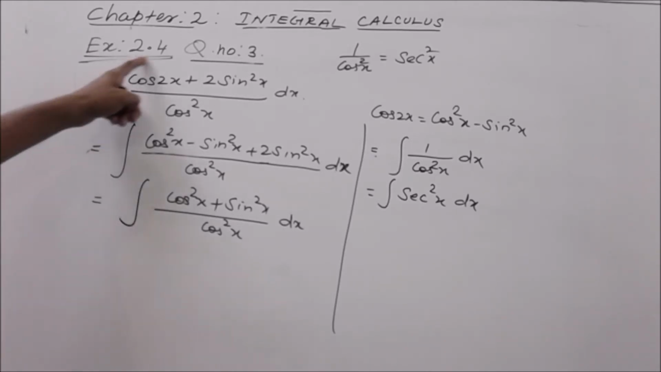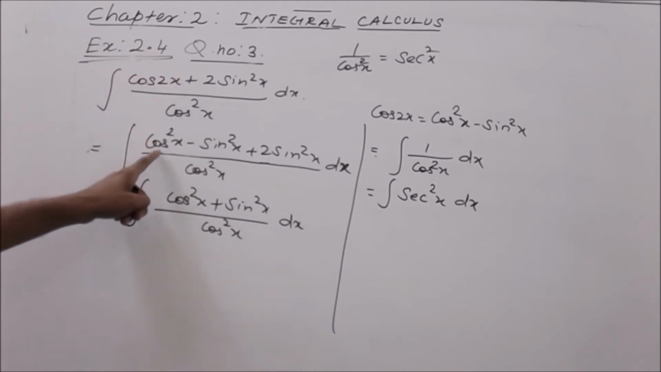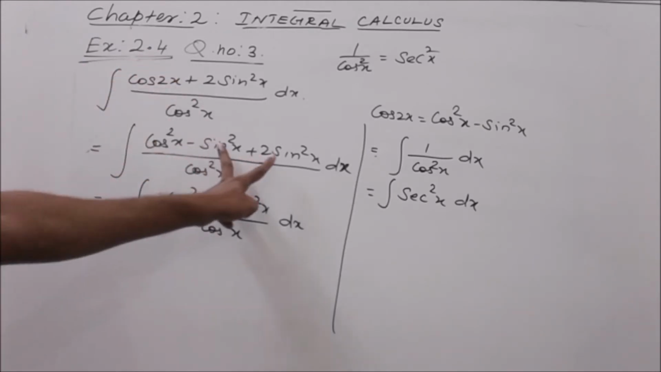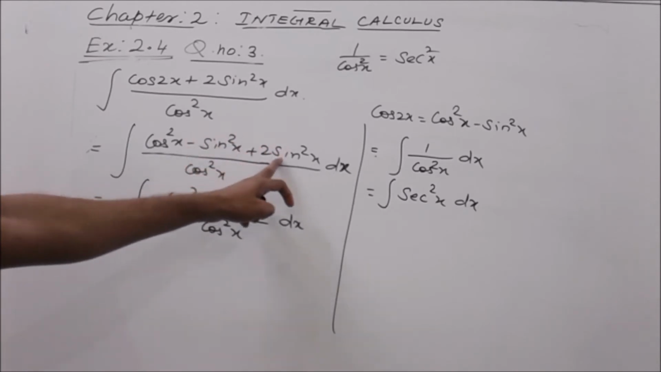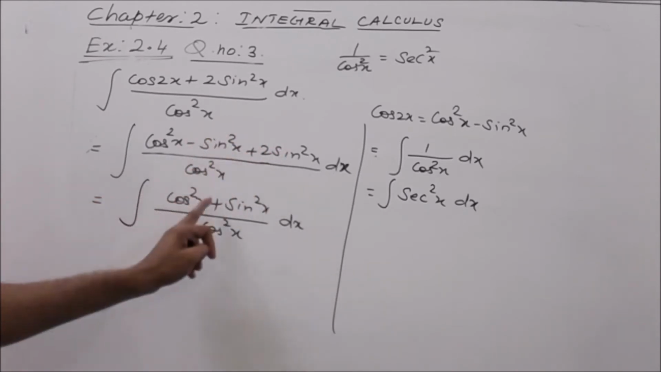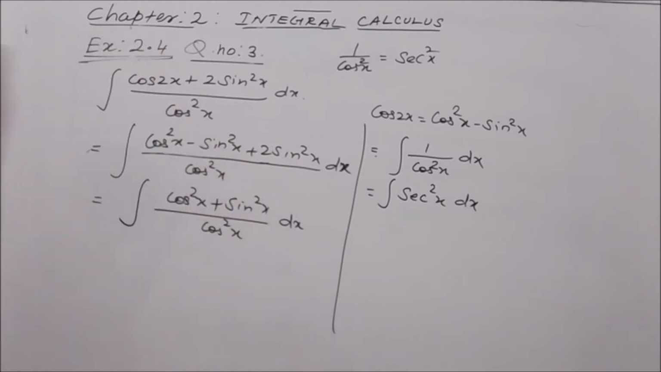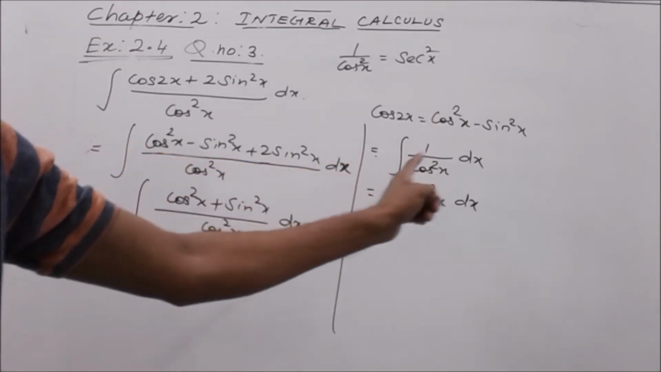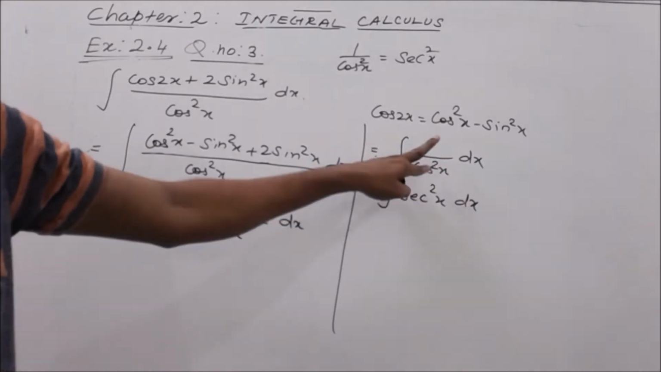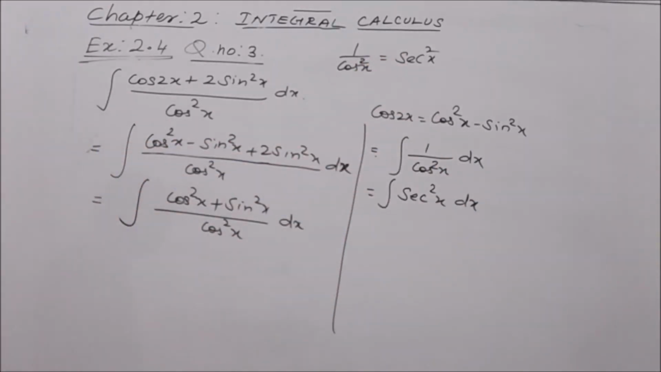Now substitute cos 2x equivalent to cos square x minus sin square x. These two terms are equal. So 2 sin square x minus sin square x appears here. 2 minus 1 is 1. So the 2 sin square x turns as sin square x. So cos square x plus sin square x, by using the identity, that is 1. So 1 by cos square x.